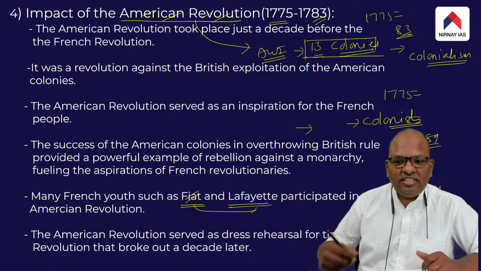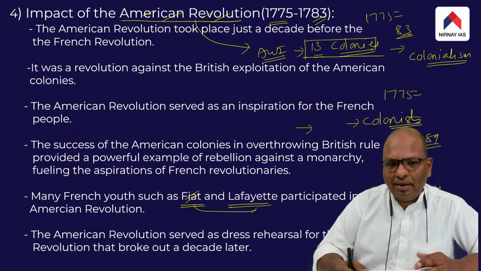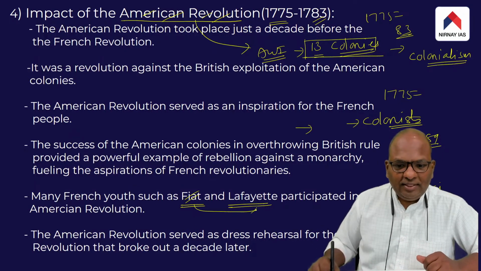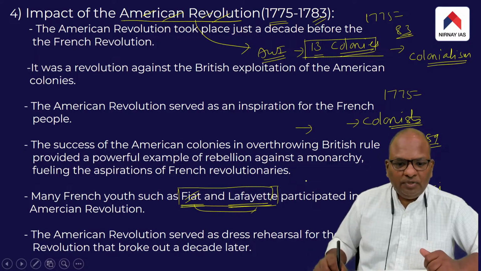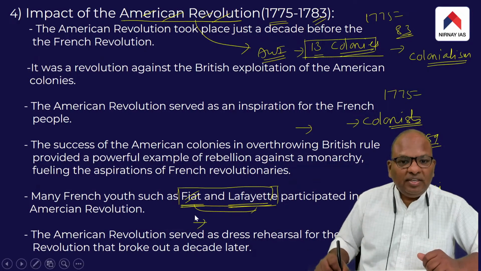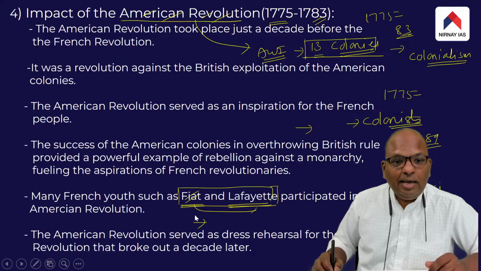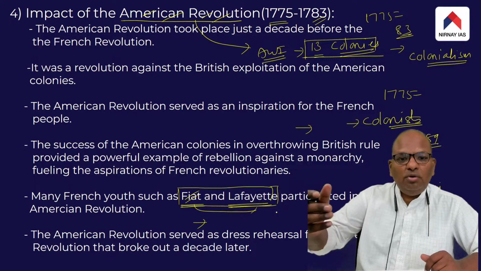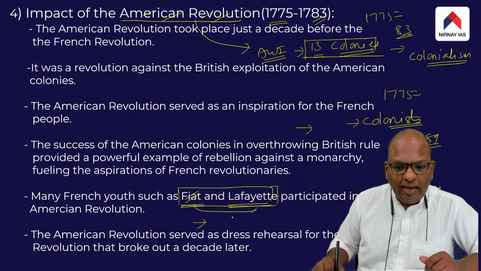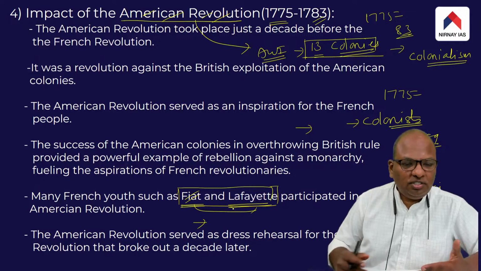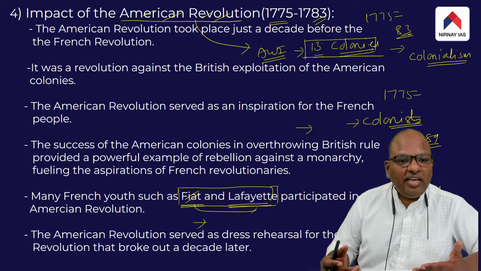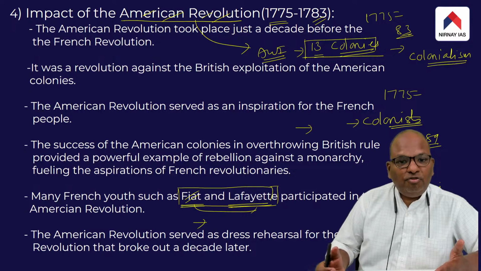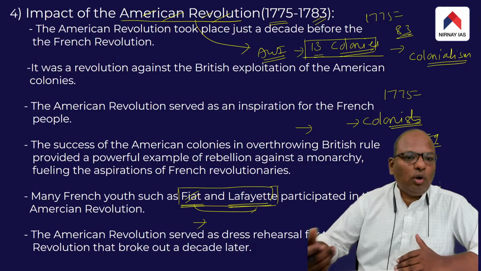So in a way, the point is, the French Revolution broke out just a decade after the American Revolution, and Fayette and Lafayette, who actively participated in the American Revolution, also took an active part in the French Revolution. Therefore, for the French youth, the American Revolution in a way became a dress rehearsal, a practice, for the French Revolution that broke out just a decade later.